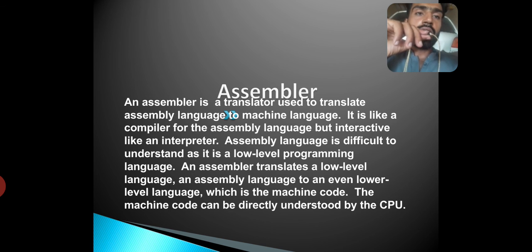Assembler. An assembler is a translator used to translate assembly language to machine language. It is like a compiler for the assembly language, but interactive like an interpreter. Assembly language is difficult to understand as it is a low-level programming language. An assembler translates a high-level language and assembly language to an even lower level language, which is the machine code. The machine code can be directly understood by the CPU.